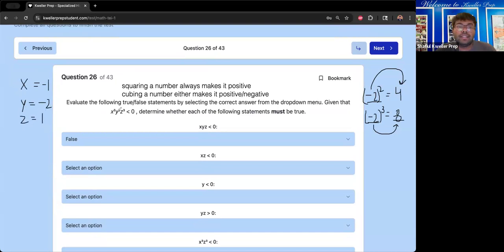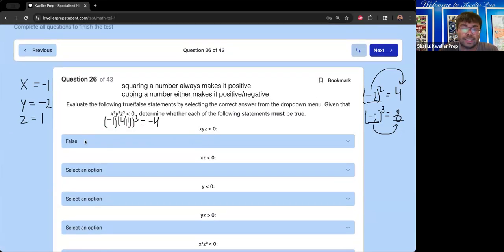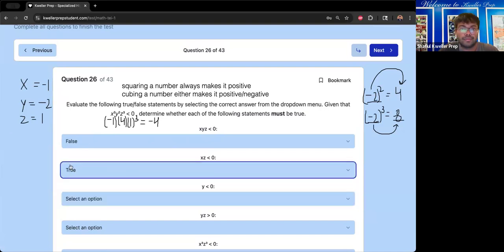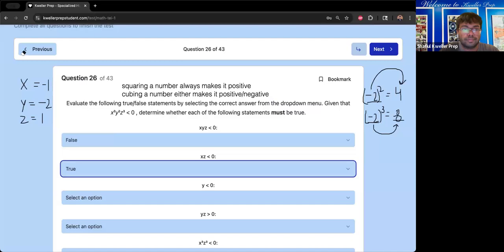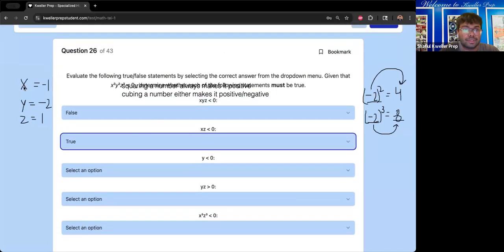x times y times z, is this less than 0, right? Because if we plug it in, x to the power of 3, so x is -1, -1 to the power of 3 is -1, y squared, -2 squared is 4, and then z cubed is just 1 cubed, and this is going to be -4, so that is a negative number. So x times y times z is less than 0. It's not true in this case, so we put false. x times z is less than 0. This is true. One of them has to be negative. And then just to go down the line, I'll erase this too.